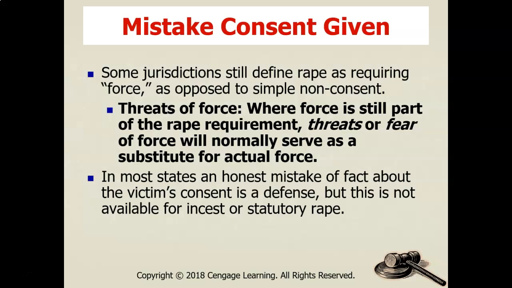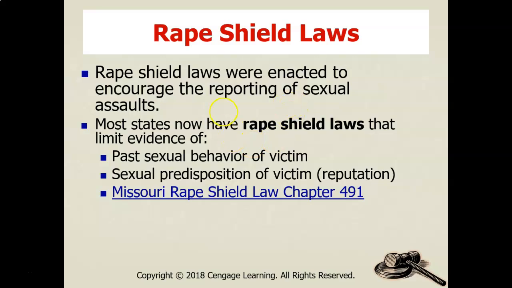Some jurisdictions still define rape as requiring force as opposed to simple non-consent. And a person could be passively resistant. If that person voiced an opinion, like no, I don't want this to happen, but they didn't use force, that is a form of resistance. Even though it was passive, we could still use that when we're working that case as far as passive resistance goes. So rape shield laws, like we talked about, ours again is chapter 491, and you can read through that again.